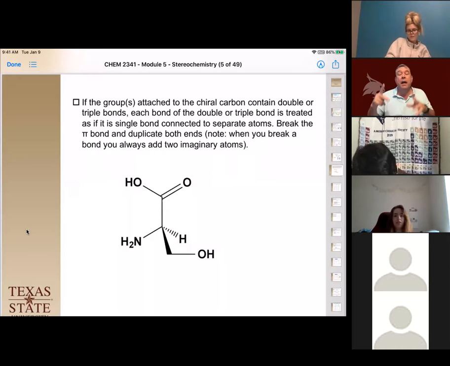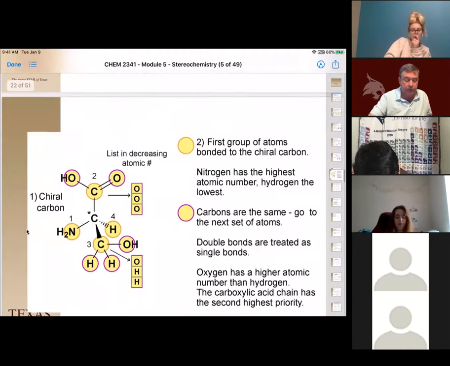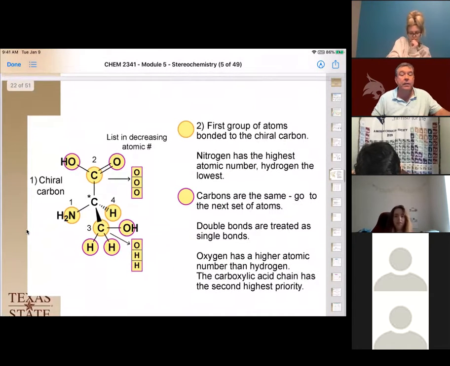And the one with the highest atomic number attached to it has the higher priority. But now we have double bonds. Now we have to assign those priorities associated with those double bonds. Okay? And the way we do that is, first, we look at the different atoms and see if we can assign them by rule number 1.